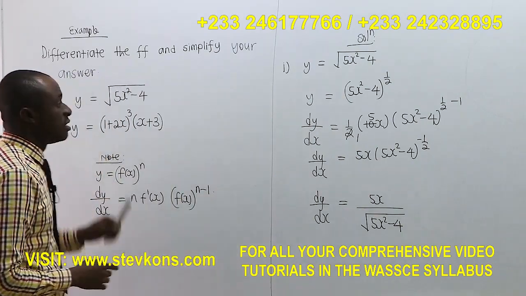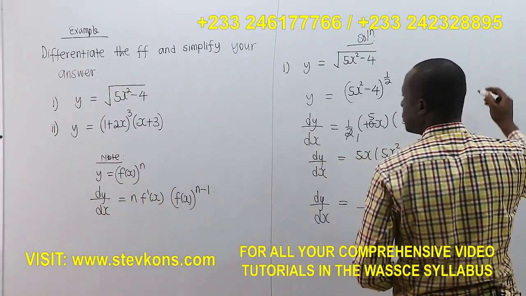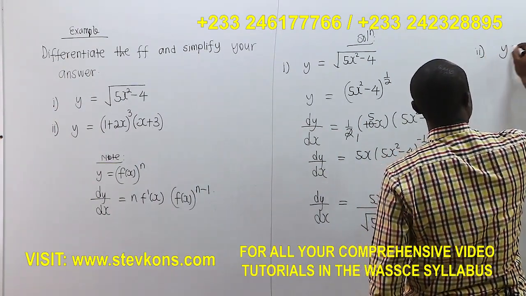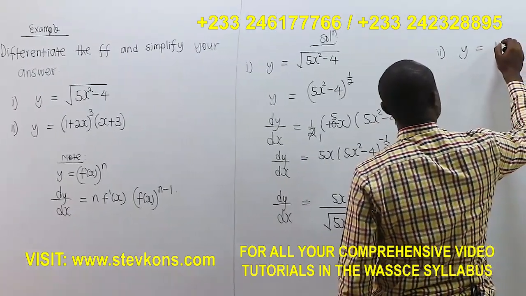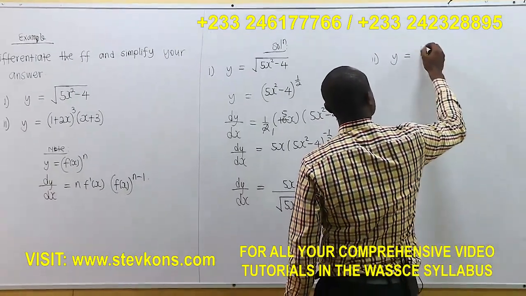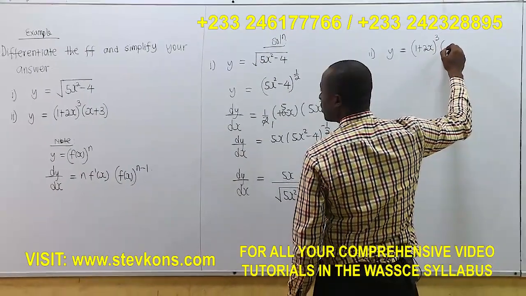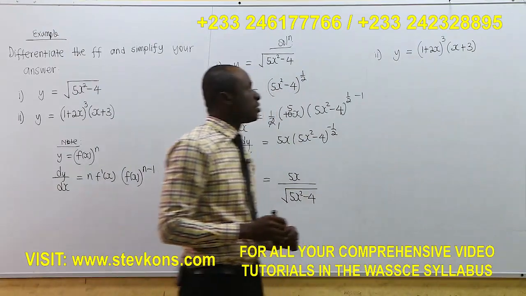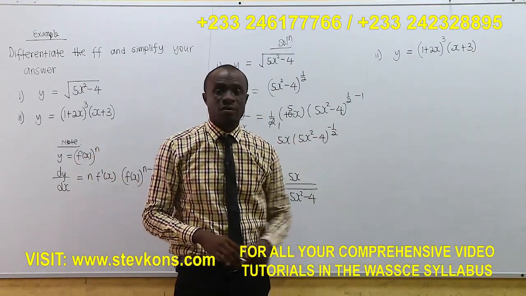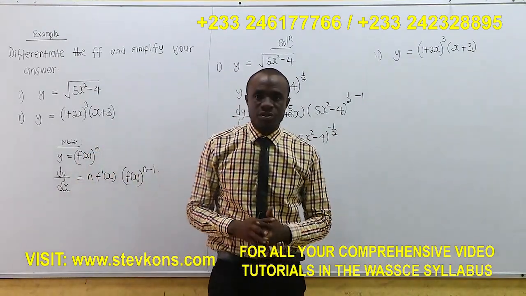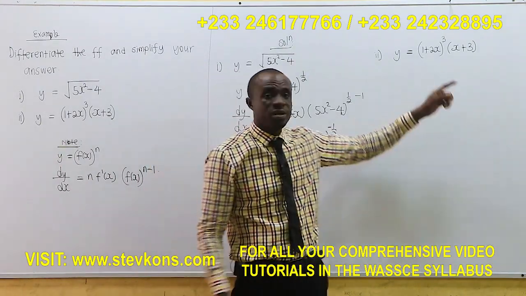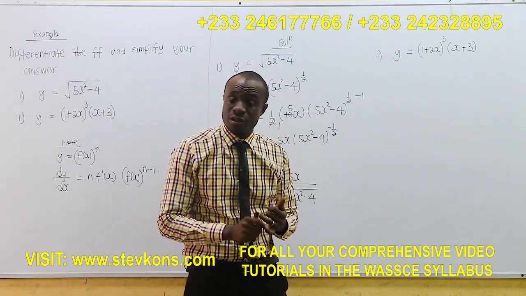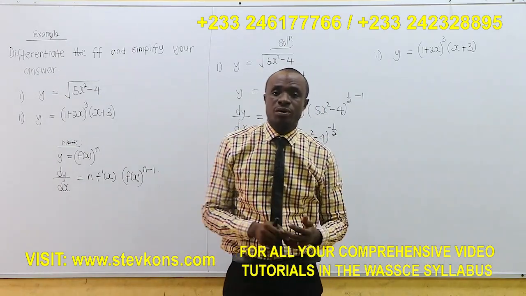Now let's see the second question. The second question: we have y equal to (1 plus 2x) to the power 3, times (x plus 3), and we want to differentiate this. Now, this is a combination of the power rule and the product rule. So the chain rule and then the product rule.